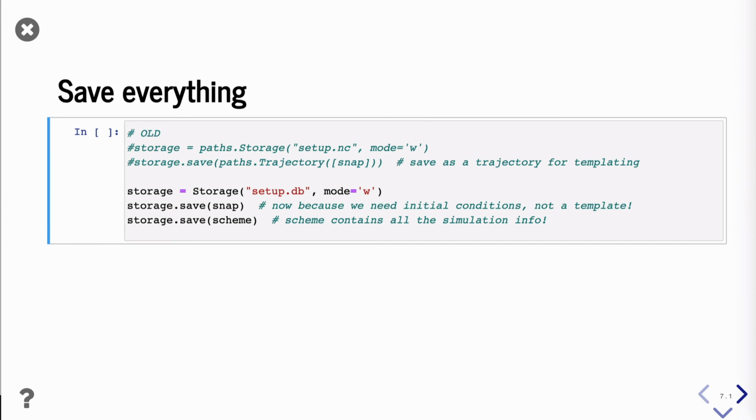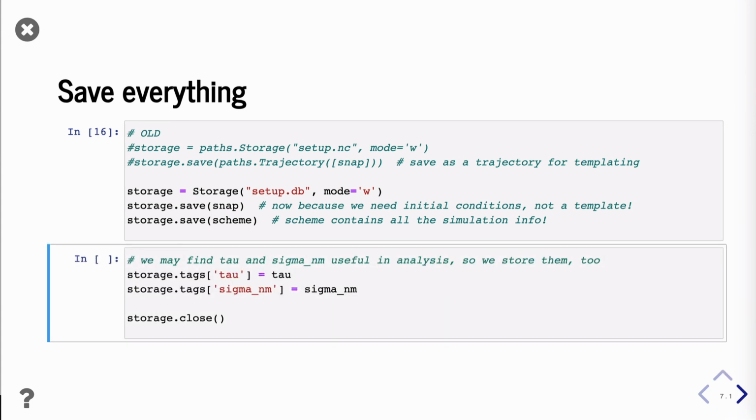In the next session, we're going to go from running snapshots all the way to running transition interface sampling, just starting from that snapshot that you give us. And so here we save it, and we save also the scheme. Then we can also save other information. This is an important thing that was already available in NetCDF+. We could tag nearly arbitrary objects. And so tau, which is an object carrying a SimTK unit, can be saved.